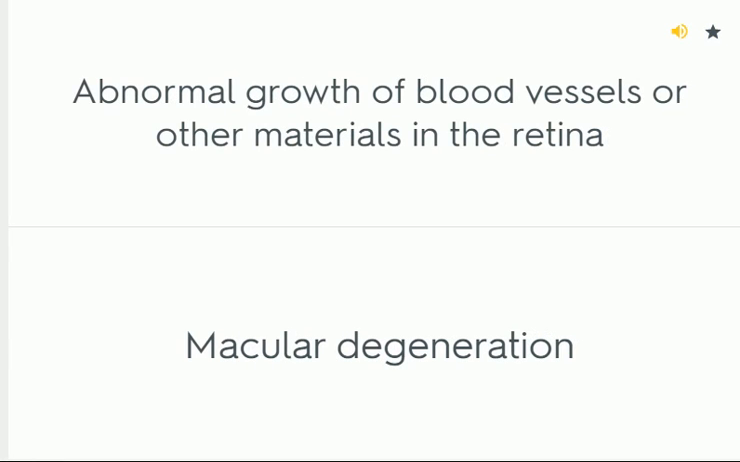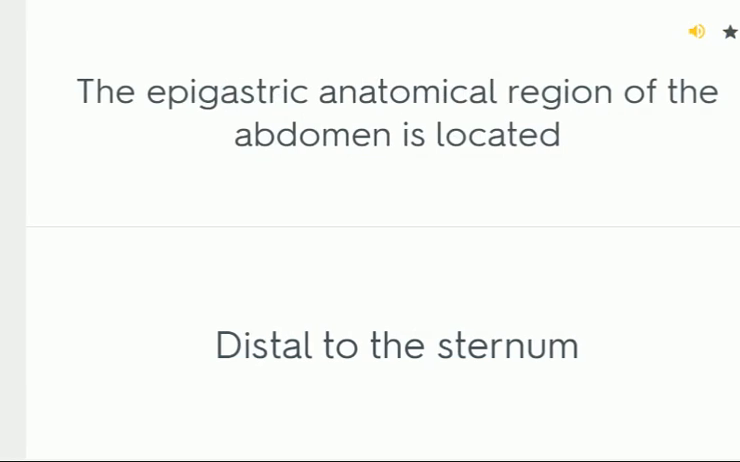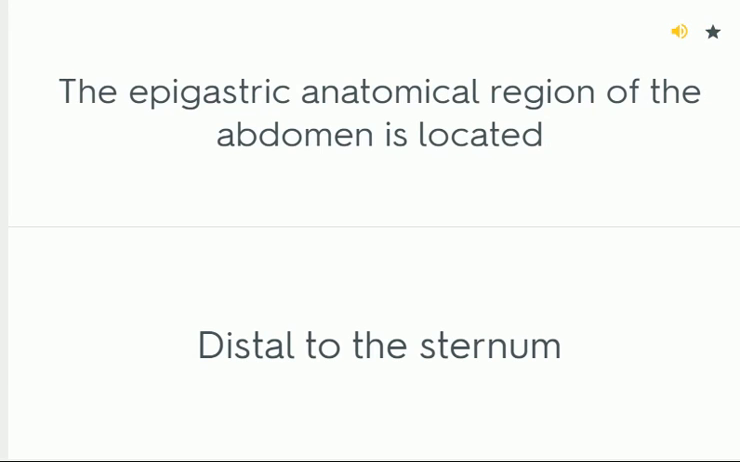Abnormal growth of blood vessels or other materials in the retina. Macular degeneration. What structure is at the neck of the bladder and surrounds the urethra? Prostate. The epigastric anatomical region of the abdomen is located distal to the sternum.